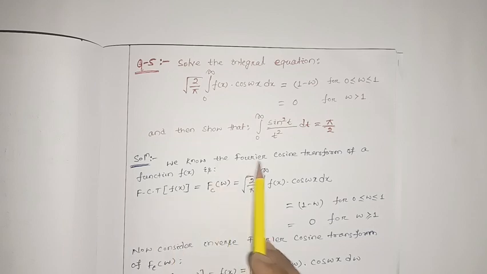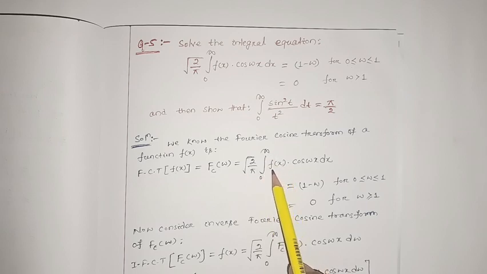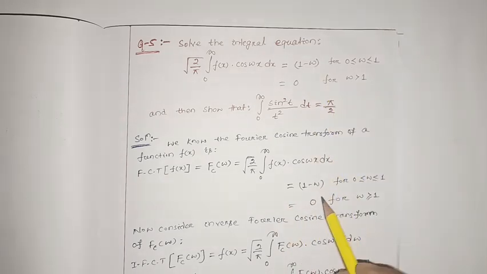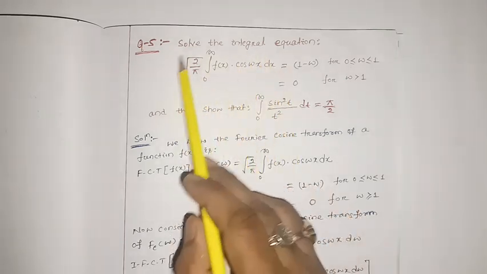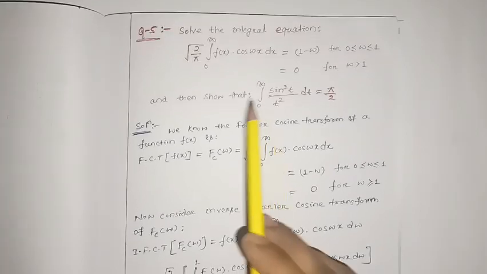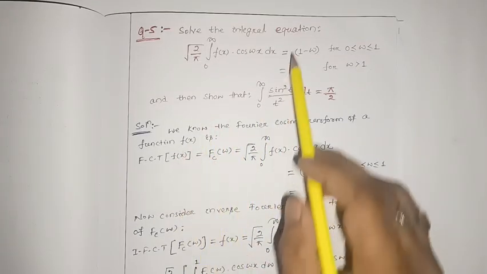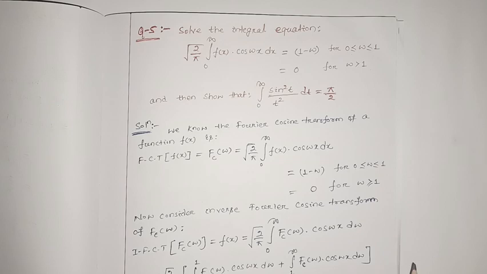Let's start. We know the Fourier cosine transform of a function f(x) is written as F_c of f(x), or F_c(omega), which is the square root of 2 by pi, integral 0 to infinity f(x) cos omega x dx, is equal to 1 minus omega for omega in between 0 to 1 and 0 for omega greater than 1. So this is nothing but the Fourier cosine transform of the function given in the question. Value will be this one in between 0 to 1, 0 for omega greater than 1.